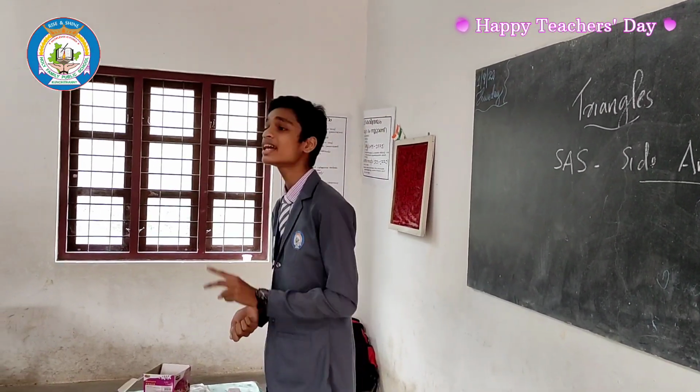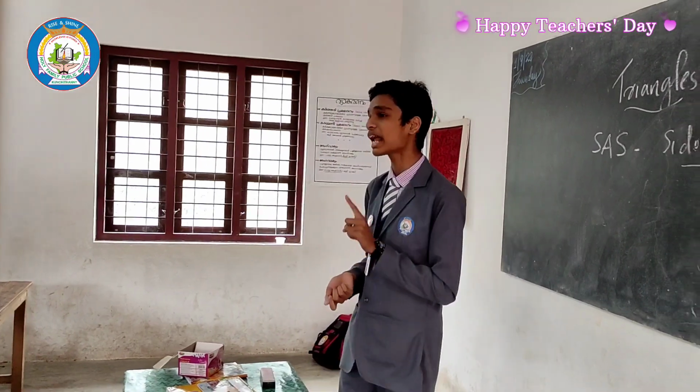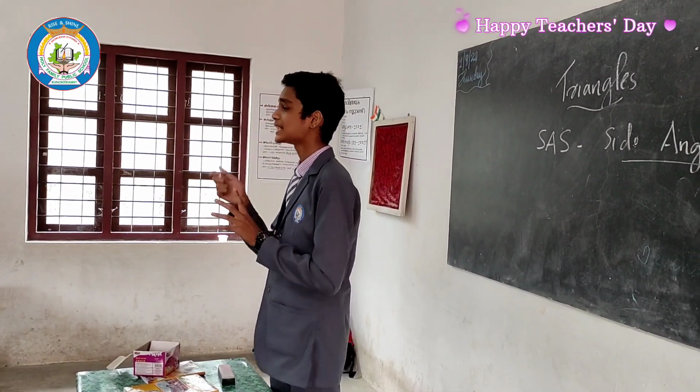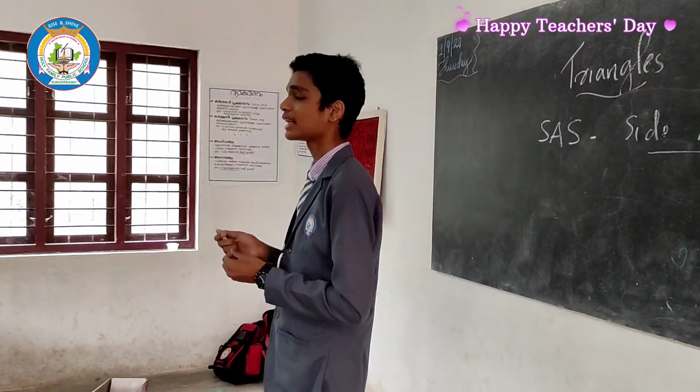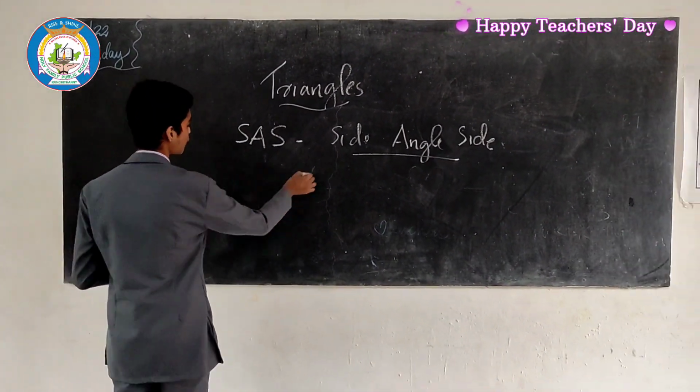Let me state once again. Two triangles are congruent if two sides and the included angle of one triangle are equal to two sides and the included angle of another triangle. Let us understand this with the help of an example.